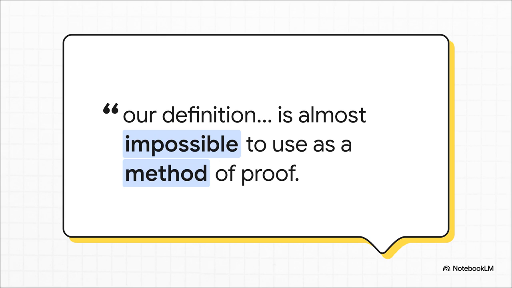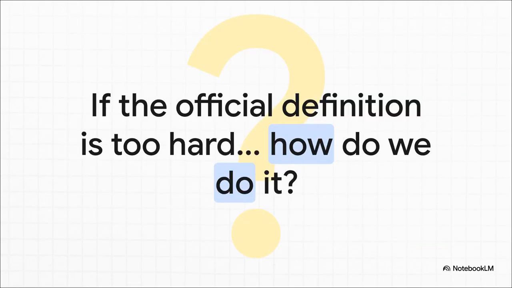And don't just take my word for it. Here it is right from the source material. Using that full definition is, and I'm quoting here, almost impossible to use as a method of proof. I mean, just think about it. Trying to measure and compare every single side and every single angle perfectly, it's just not practical in the real world. So that's the big question, isn't it? If the by-the-book method is basically a dead end for proofs, how do mathematicians and engineers actually get this stuff done? Well, thankfully, they came up with some really clever shortcuts.